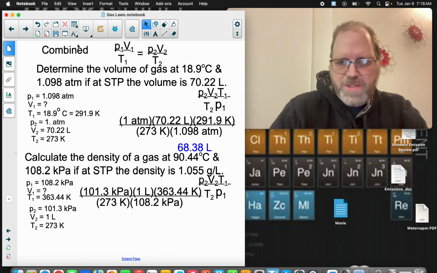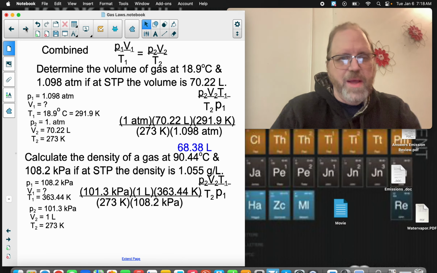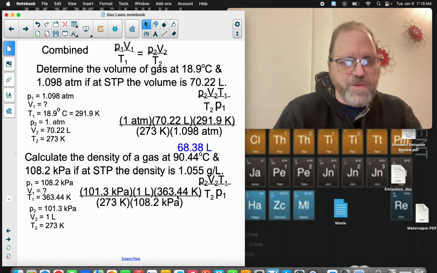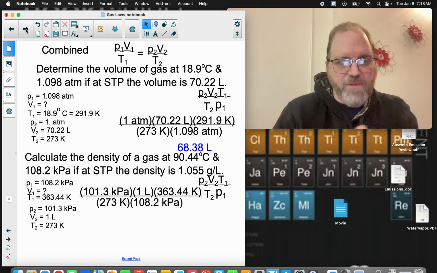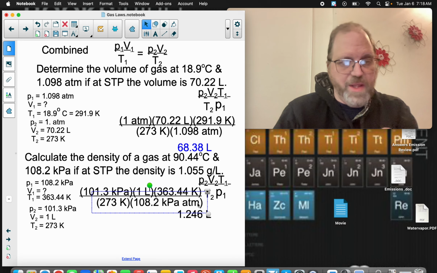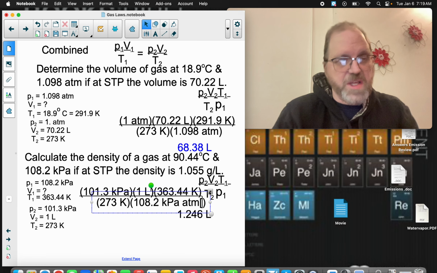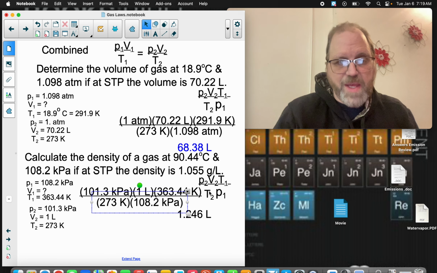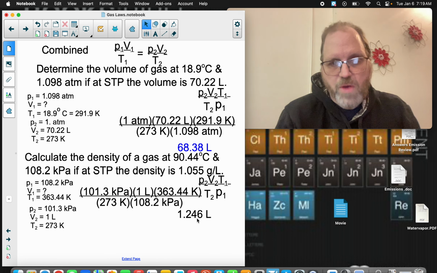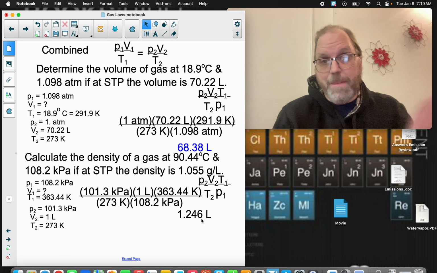Oh, I did get rid of that. Get rid of that there. All right, so we have kilopascals cross out, Kelvin cross out. When we multiply that through, we get 4 sig figs, 5 sig figs, infinite, 4 sig figs. So to 4 sig figs, we get 1.246 liters. Now that's not my answer.